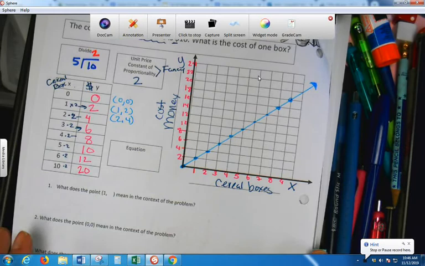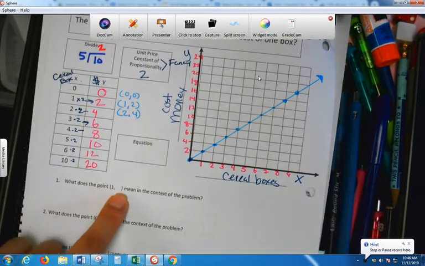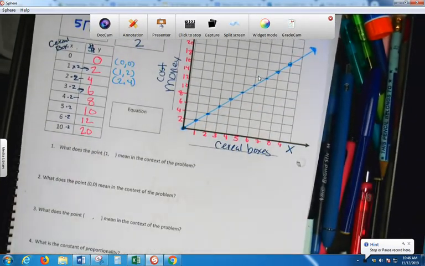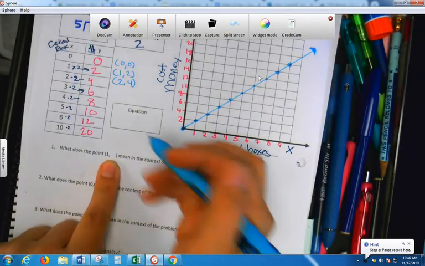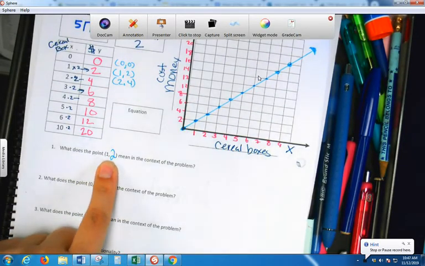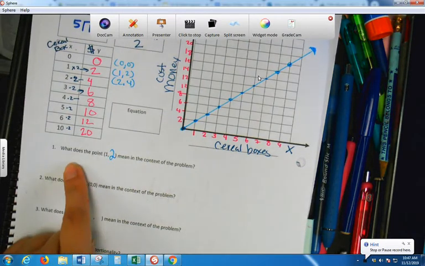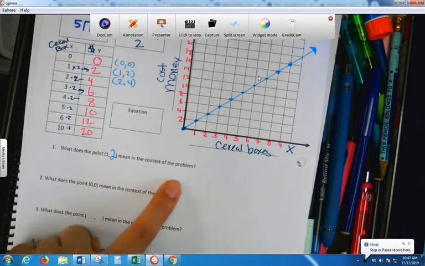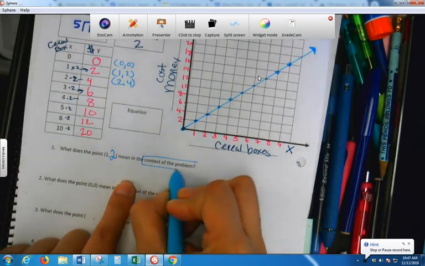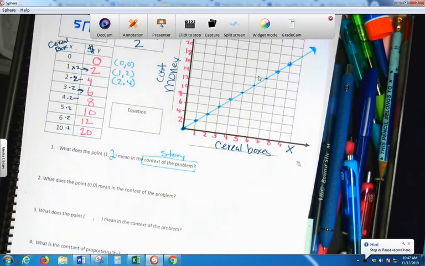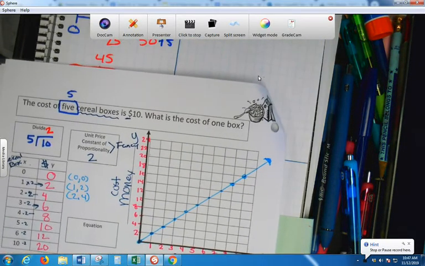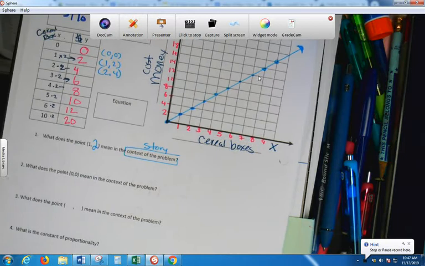Okay, number 1. What does the point (1, blank) mean in the context of the problem? I didn't make a mistake and leave it blank. I did it on purpose. What is the missing number? 2. I left it out because that would give you all the answers. Now, what does the point (1, 2) mean in the context of the problem? What does context of the problem mean? That means the story. In the story that we read at the very beginning, what does this point on our graph mean?